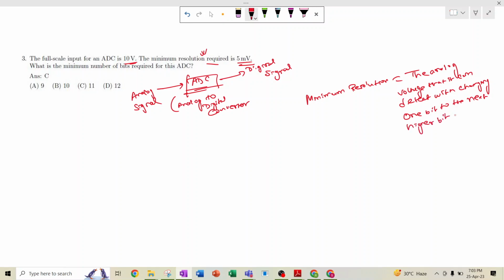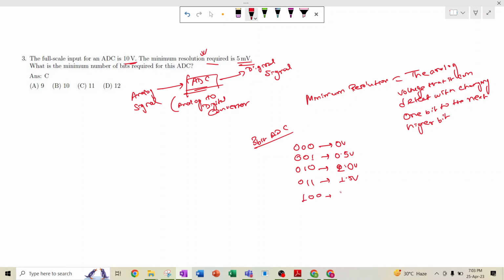I am simplifying this thing. Suppose there is a 3-bit ADC. Then 000 refers to 0 volt, 001 refers to, suppose, 0.5 volt, 010 refers to 1 volt, and 011 will be 1.5 volt.